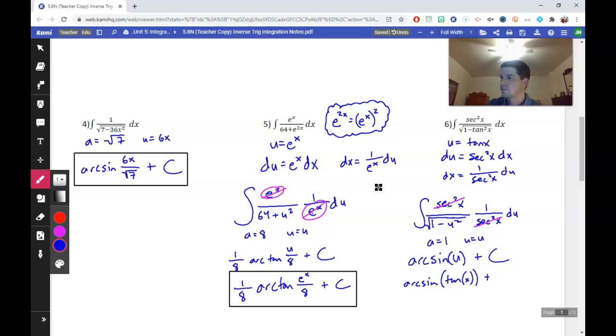Well, again, we need to substitute back out, so u is tangent, so arcsine of tangent of x plus c. Now, I'm going to pause right here because oftentimes this won't be left like this. This will get solved even further, right? And so we just need to do a little bit of trig to make sure we have this. Give me just a sec.